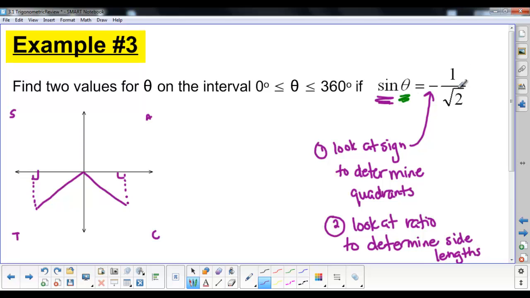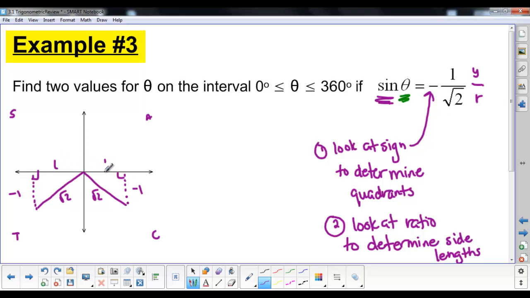So take a look at our ratio here. We have a sine ratio, and we know that the sine ratio is y over r. So that tells us that the y value is going to be 1, and the r value, the radius, is going to be root 2. So we can plug that in our graph. So r is going to be root 2, and our y values are going to be negative 1, which makes sense because we went down on the y-axis. So taking a look at this, it looks like the beginnings of another special triangle, the 1, 1, root 2 triangle.